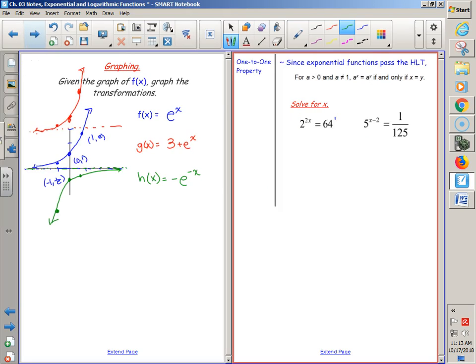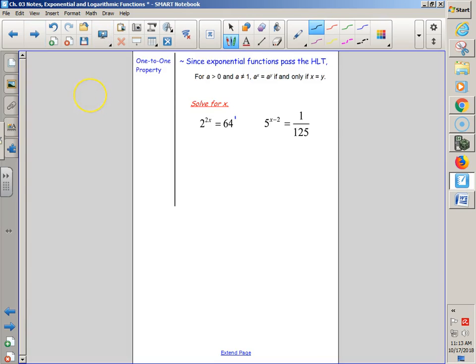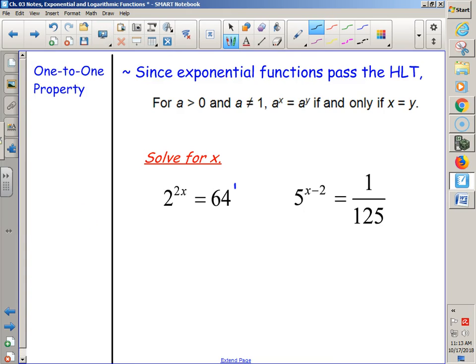So the last thing that we didn't get to talk about is this thing called the 1-to-1 property. I'm going to zoom in on it because it's actually really easy. So it's okay that we don't have tons of time left. Because this guy says if you can make the bases match, then you only have to look at the powers.